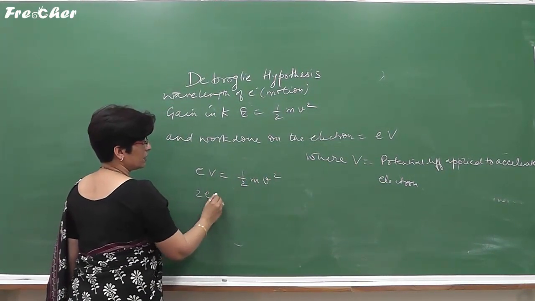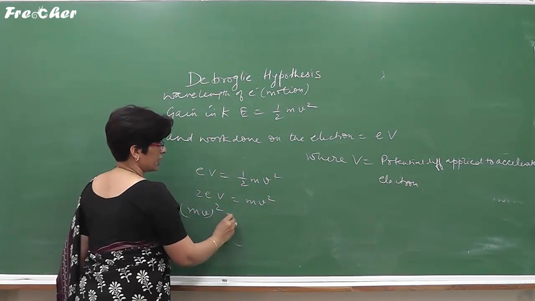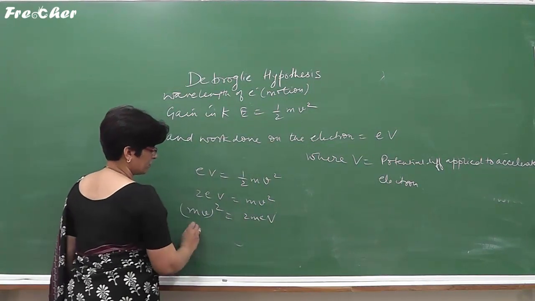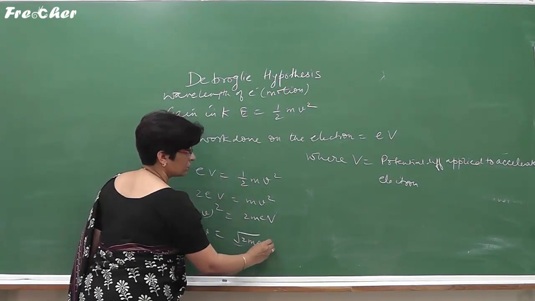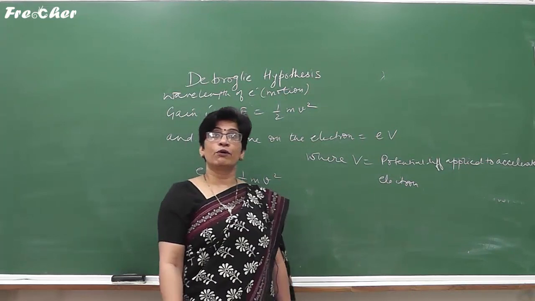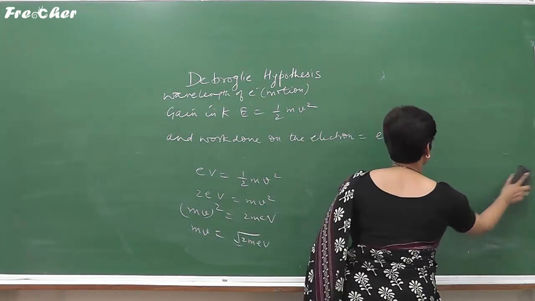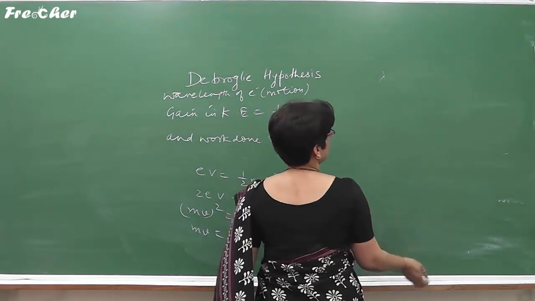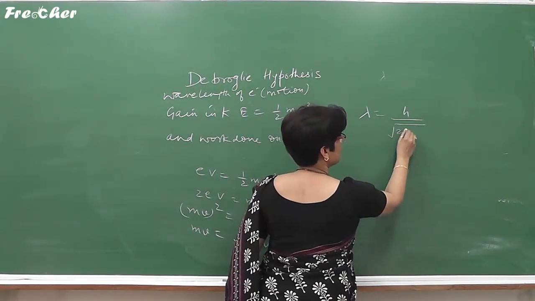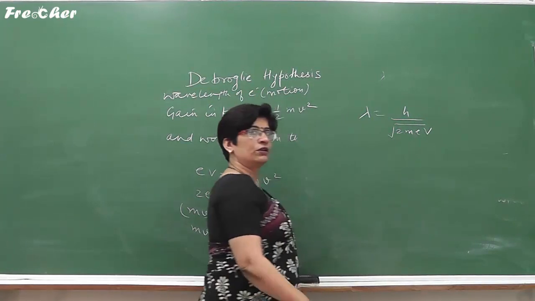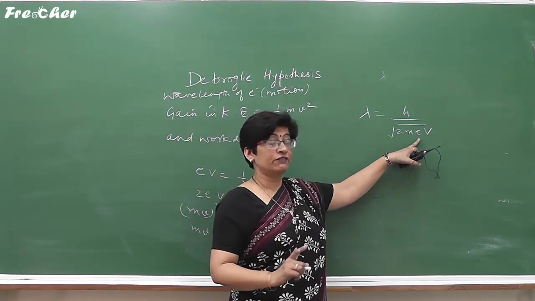So again we can write 2eV is equal to mv², or mv whole square as 2meV. So mv is equal to under root 2meV. So we have calculated the de Broglie wavelength of an electron in terms of potential difference. How will you write it? Lambda is equal to h upon under root 2meV. You will see, all these constants, h, m, e, are constant for electrons.